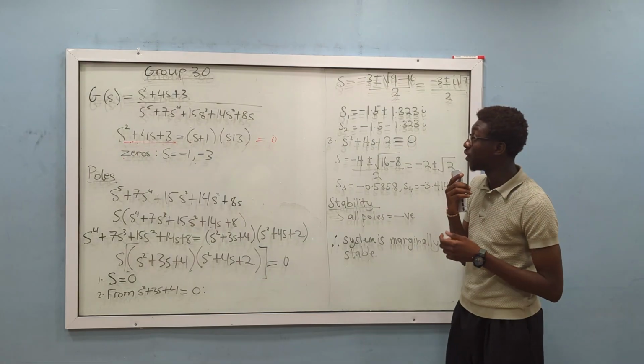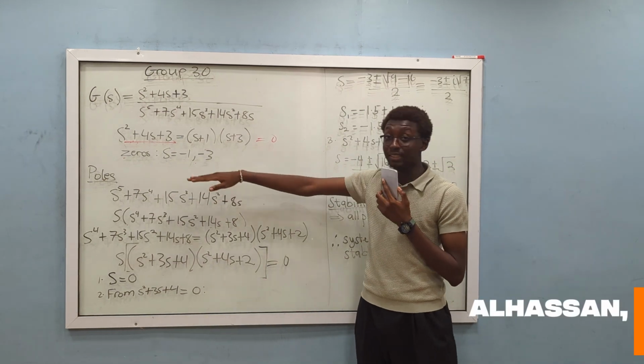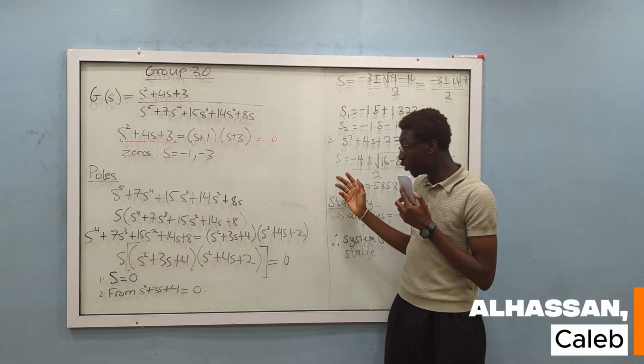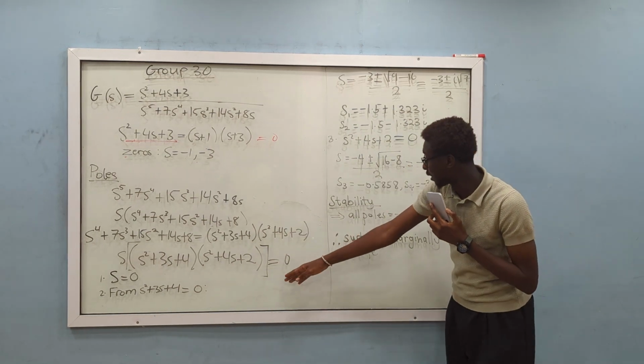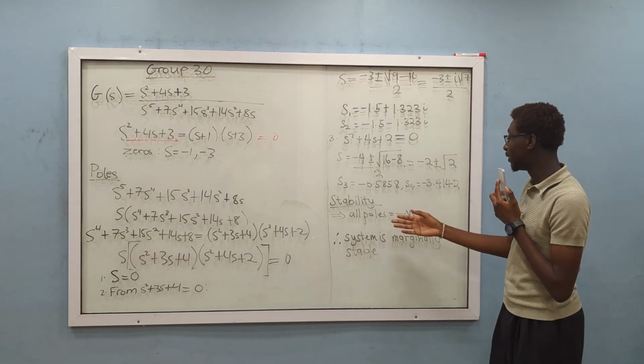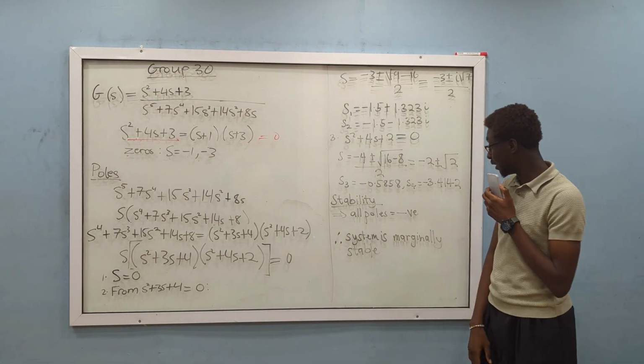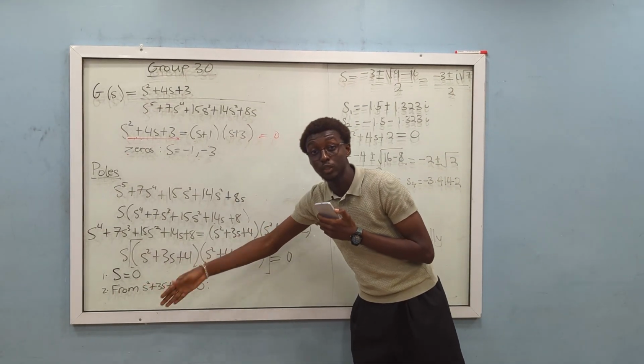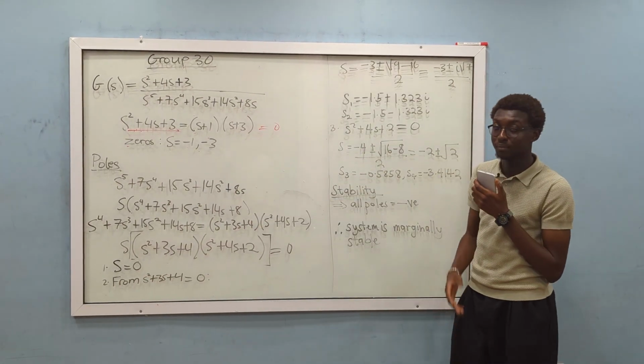So based on the transfer function we were given, we were able to determine the zeros, which was based on the roots of the numerator, and the poles based on the roots of the denominator, as you can find here. And then we were able to determine that the system is marginally stable because it had one root equating to 0, which was on the vertical line, making the whole system marginally stable.